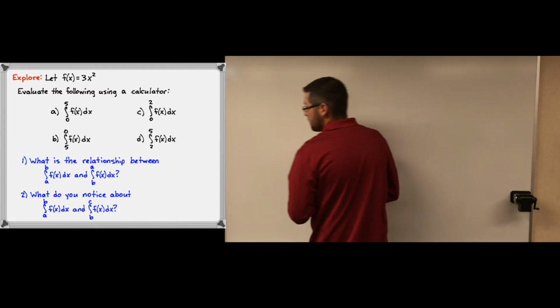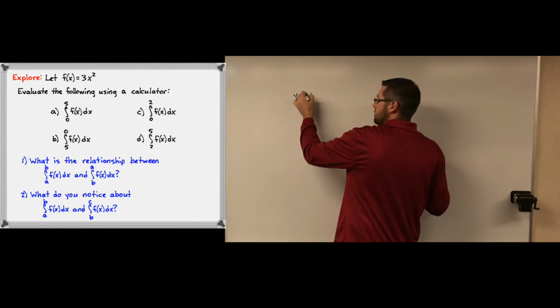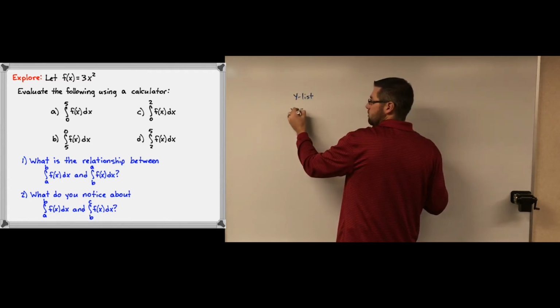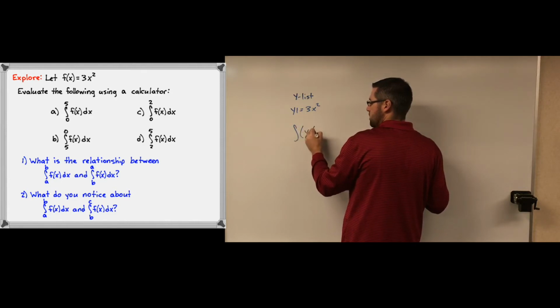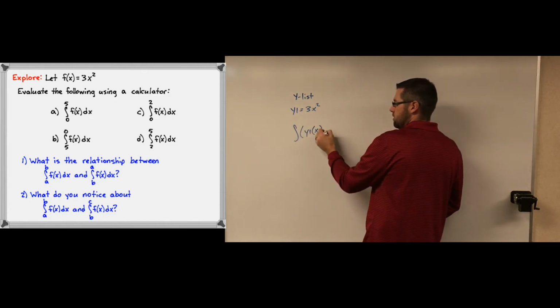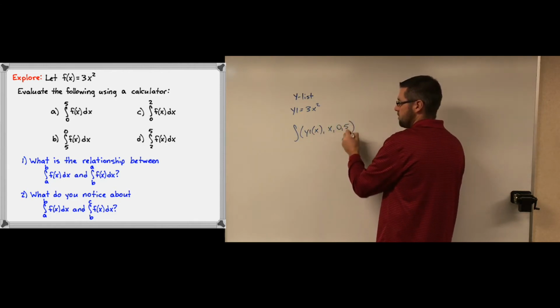All right. Let's see. If you're using your y list, you would say y1 equals 3x squared. And then in the home screen, you would say the integral, parentheses, y1, parentheses x, like that, comma x, comma, in this case, 0, comma 5. Okay.